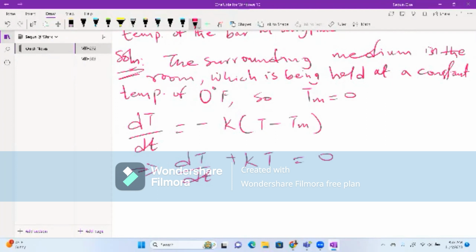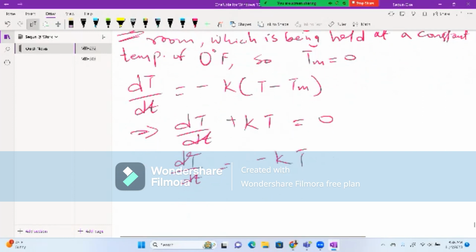Am I communicating now? So all we need to do now is, how do we resolve this matter? We can now say that dT/dt equals minus kT, separable variable. So if you want to do separable variable, let all the capital T come to one side and let all the small t go to the other side.